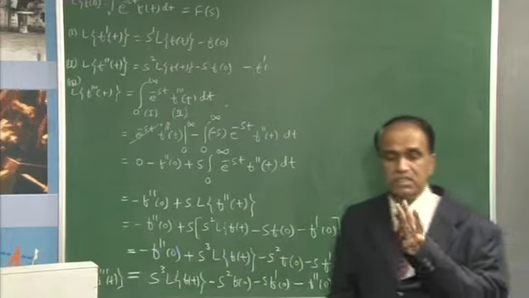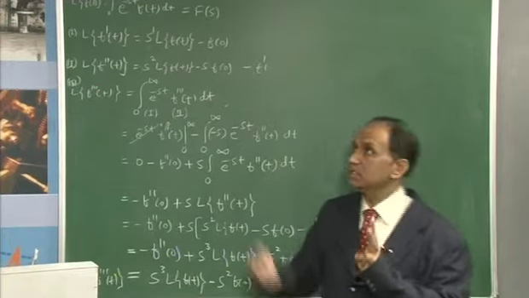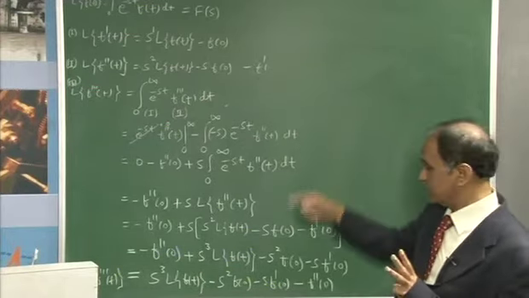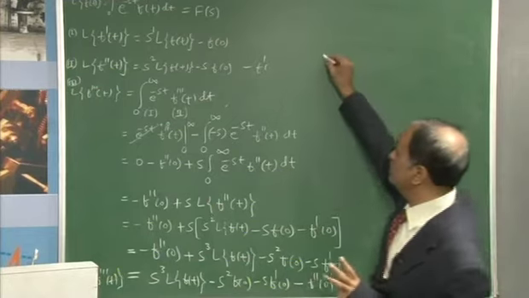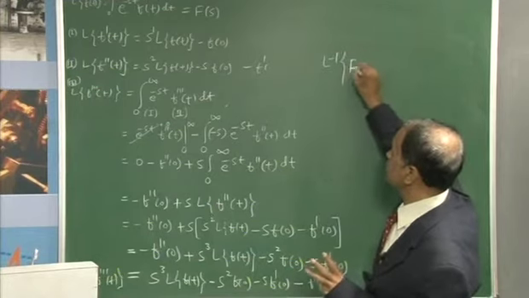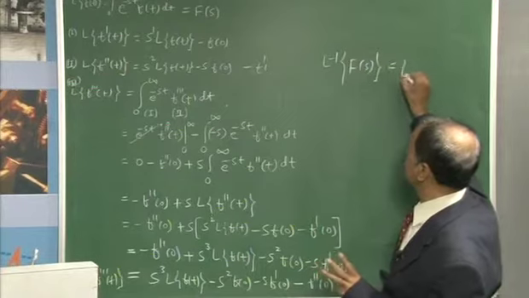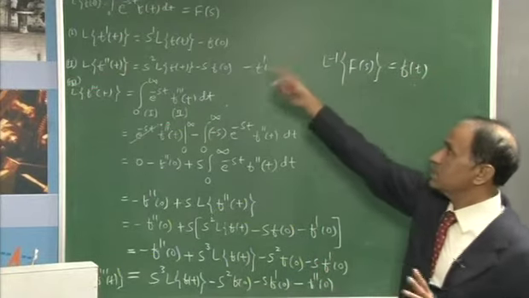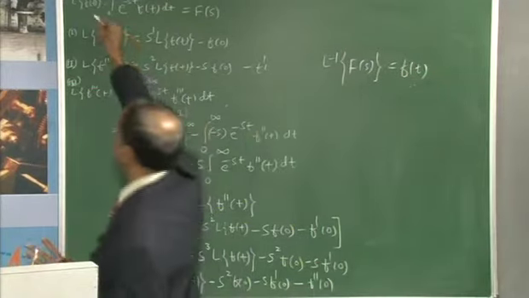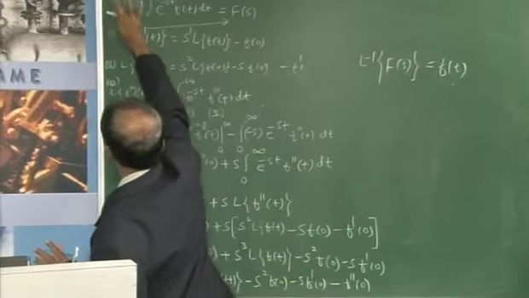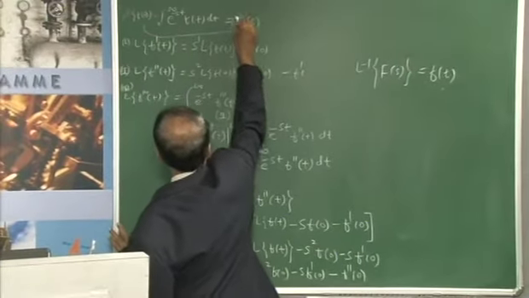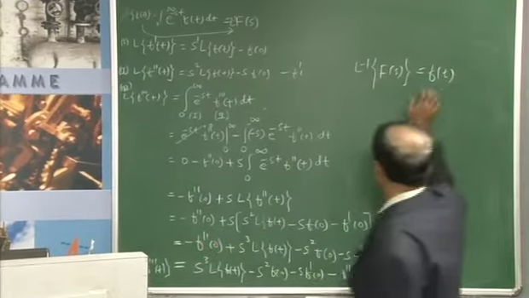So three things you are studying. One is the direct Laplace transform, and the next one is the inverse Laplace transform, that is L inverse of F of s is equal to f of t. That is, in L of f of t is equal to F of s, if you move the L to the right side, you get L inverse. That is this result.